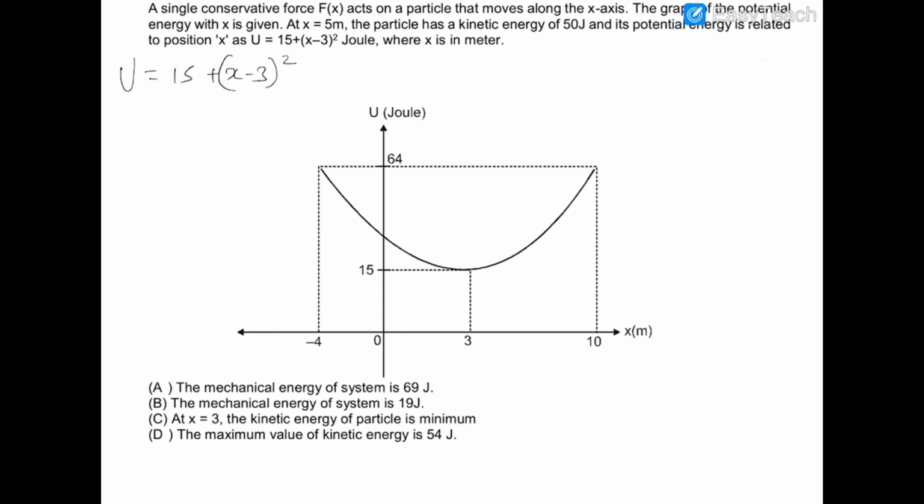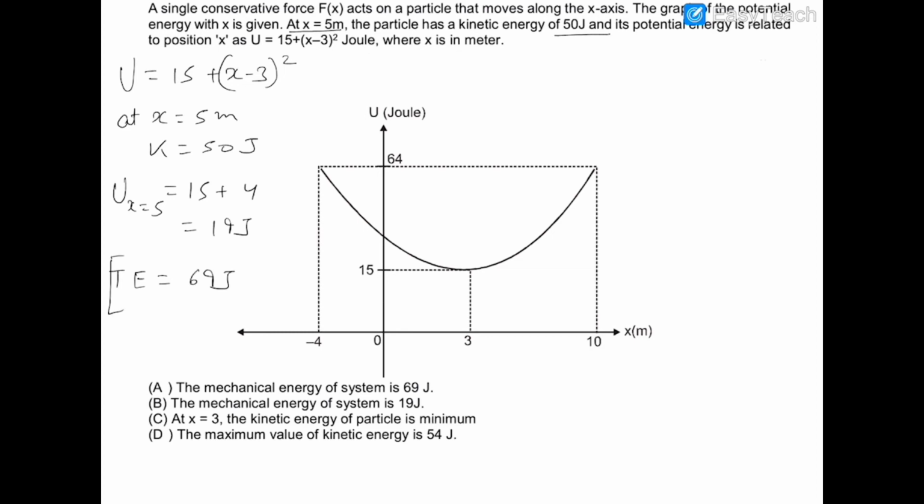and it is also given that at x equal to 5 the kinetic energy of the particle is 50 joules. So if I find out the potential energy at x equal to 5, then it would be 15 plus 4, which is 19 joules, and hence the total mechanical energy will be the sum of kinetic and potential, and it would be 69 joules.